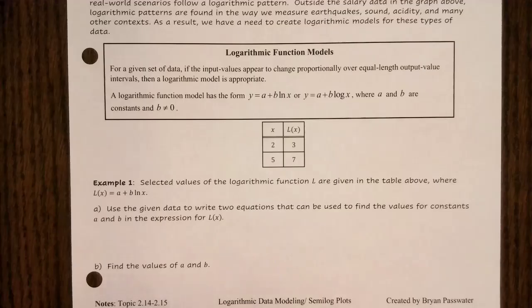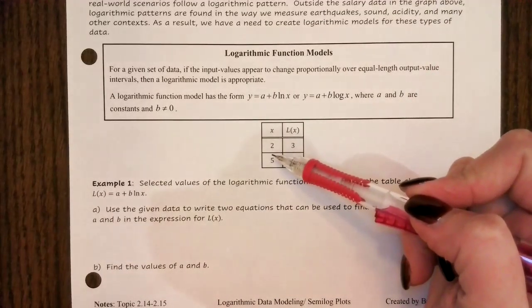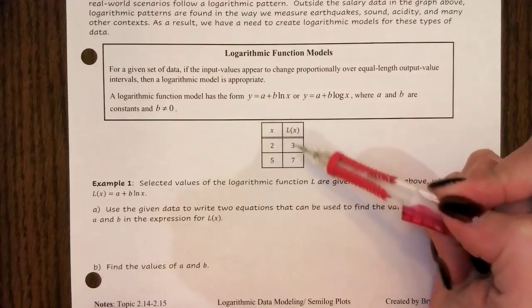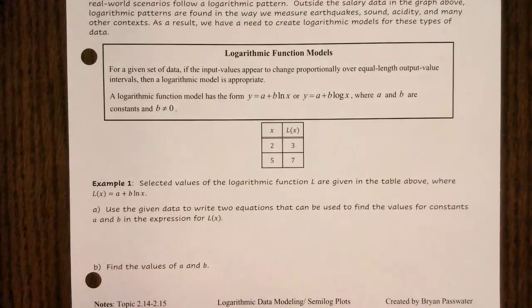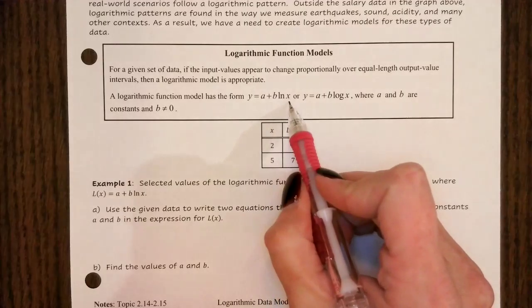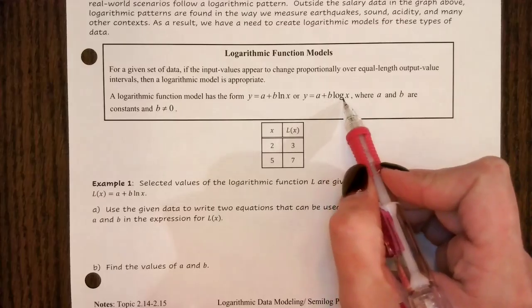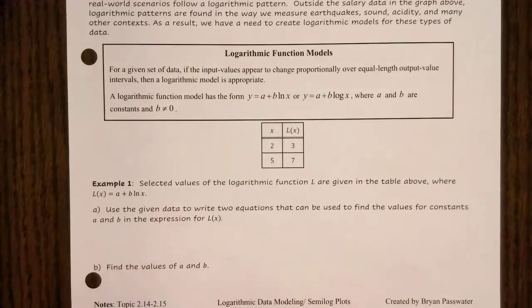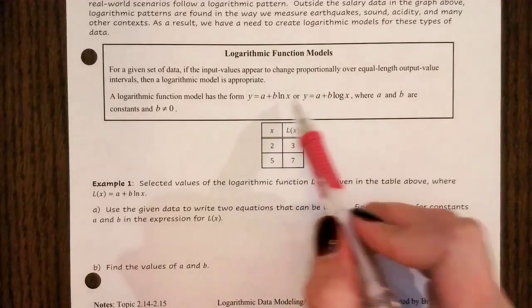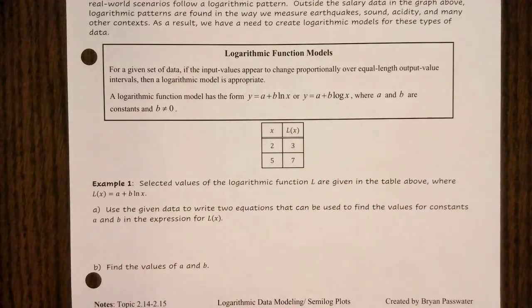So we had talked about that. If our x values, our independent values, have that common multiplier, it's logarithmic. Just as a quick reminder, if the y values had a common multiplier, that was exponential. And so a logarithmic function model has the form y equals a plus b times the natural log of x, or y equals a plus b times the log of x. Both of those would be the ones we most commonly use. That's our natural log and our common log. Remember, the common log has a base of 10.